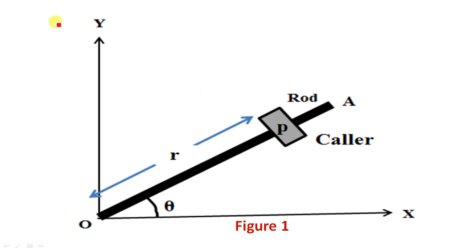Now this is one example of the polar coordinate system. This collar is moving along this rod. If r is constant and only theta changes, then dr by dt is equal to 0, so this motion becomes circular motion along the circular path. And when theta is constant, this motion becomes rectilinear motion, that is along a straight line.